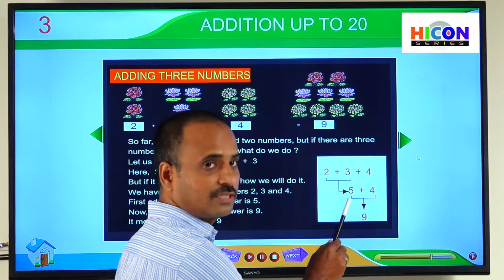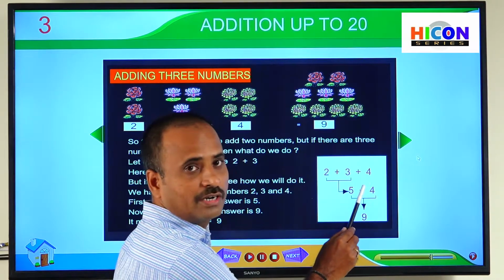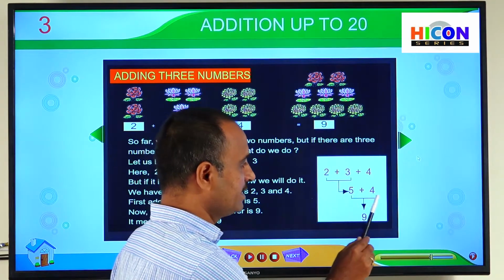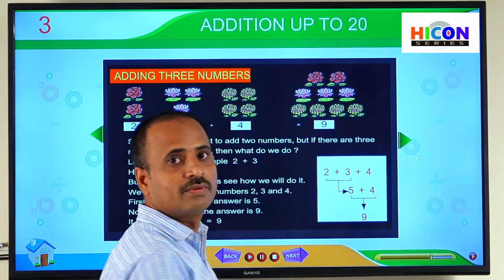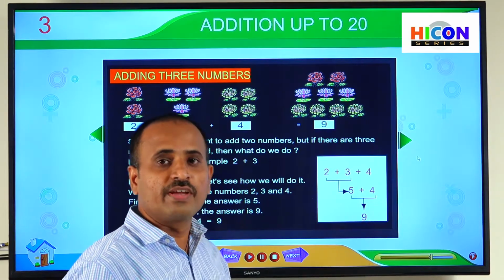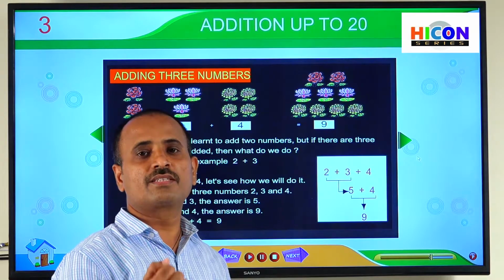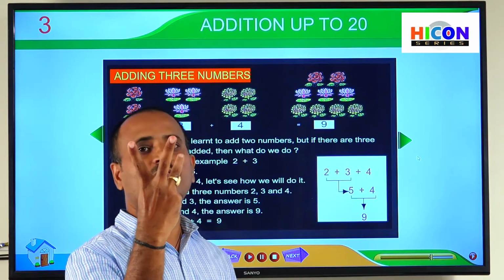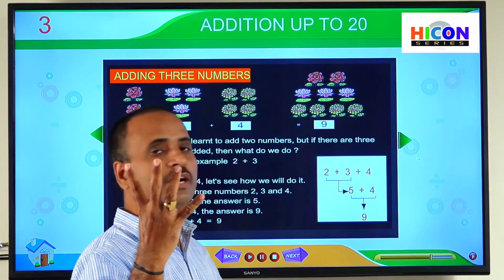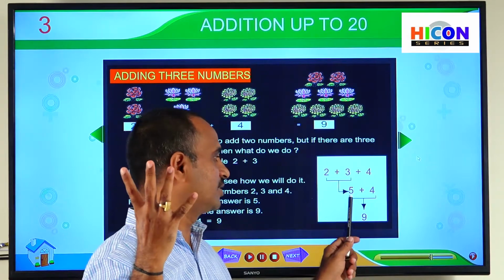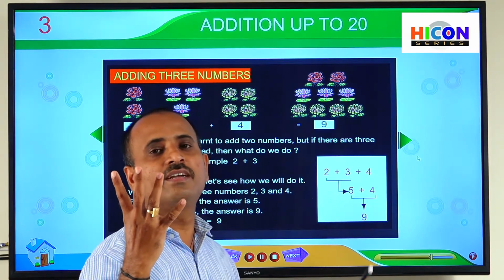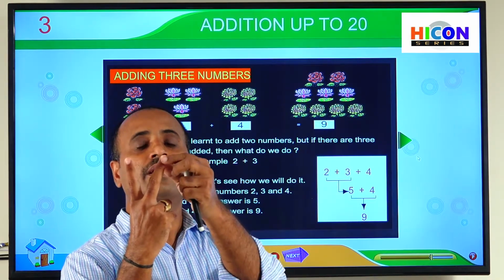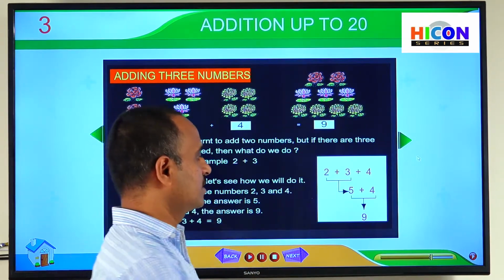So now add this sum to the third number. So what is the third number here? 4. So now add the sum of 5 to the 4. So in this addition, what is the second number? 4. So here take 4 fingers of your hand. It means open 4 fingers. 1, 2, 3, 4. So these are the 4 fingers of our hand. Now start counting from the first number. So in this addition, the first number is 5. After 5, we will get 6. So start counting from 6. So 6, 7, 8, 9. So the sum is 9.